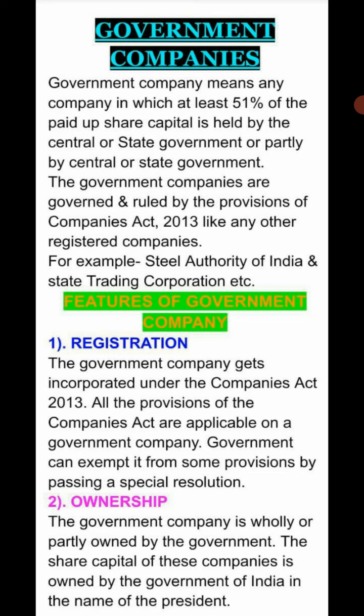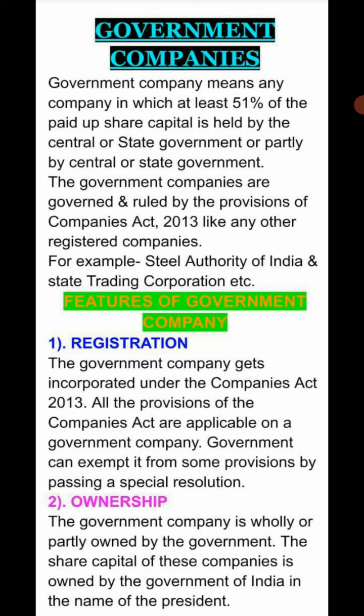Now see further, the government companies are governed and ruled by the provisions of the Companies Act 2013. Like any other private company, the government companies are bound to follow the provisions of the Companies Act 2013. For example, Steel Authority of India, State Trading Corporation, Hindustan Machine Limited, and so on are examples of government companies.